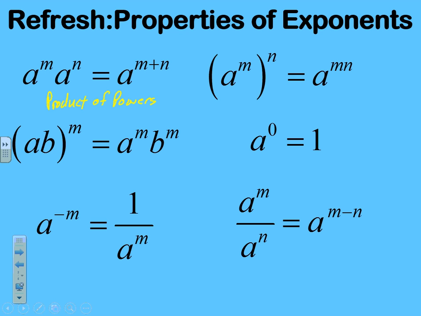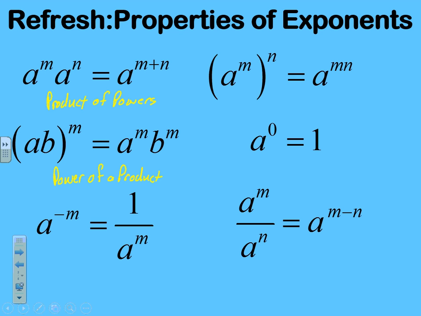This one is the power of a product, meaning that if I have bases that are different, but they're multiplied, and whatever that product is raised to a power, I can separate it and put the exponent with each individual base.